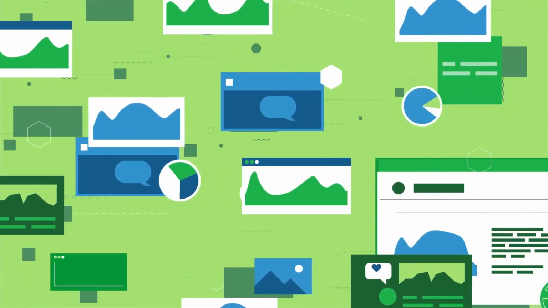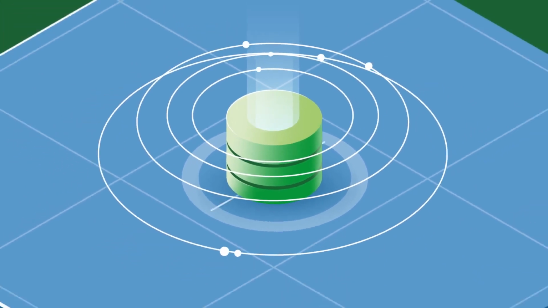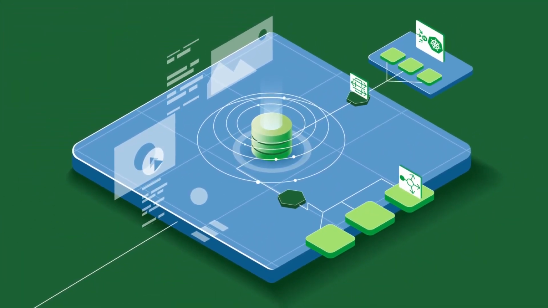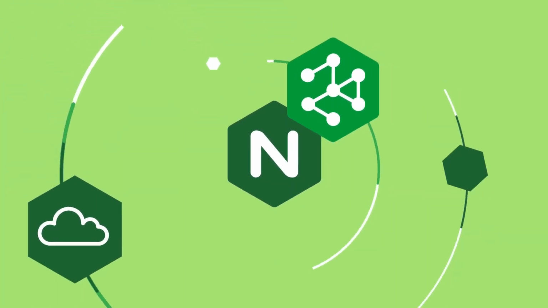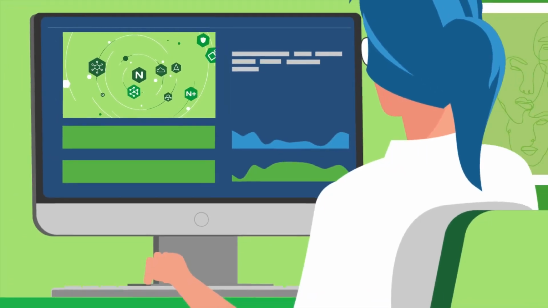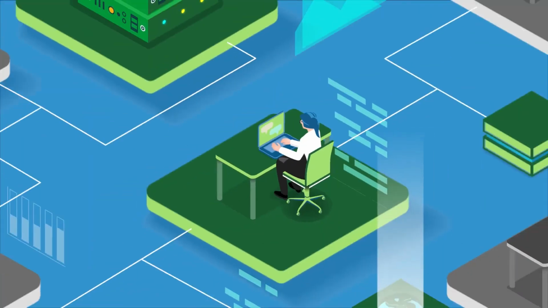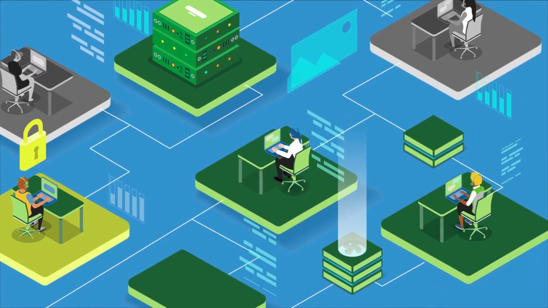NGINX powers over 400 million websites around the world, but NGINX is more than a web server. It's an all-in-one load balancer, an API gateway, a Kubernetes ingress controller, and a vast galaxy of powerful software. And with great power comes great responsibility. With so many ways and places to use NGINX across your organization, how do you keep track of all your instances, keep them up to date, and keep them secure?